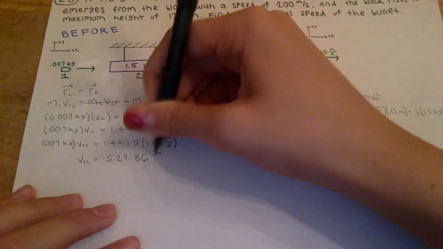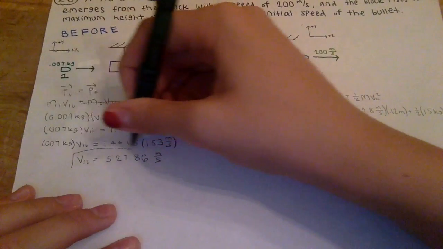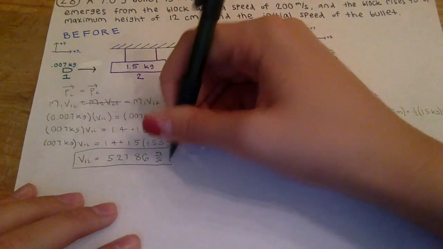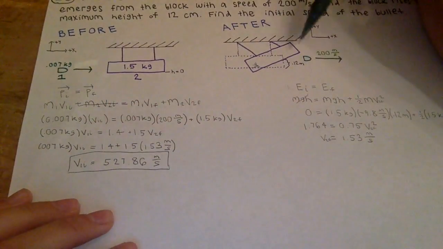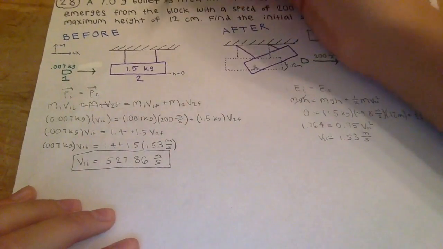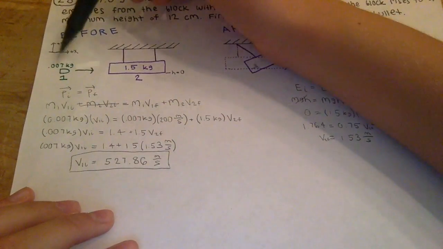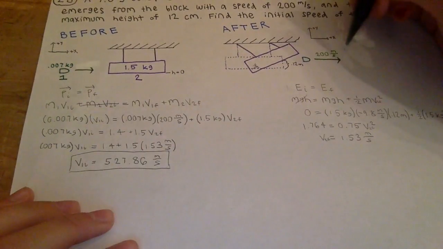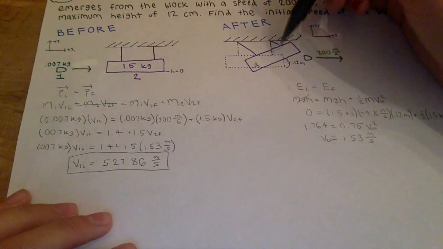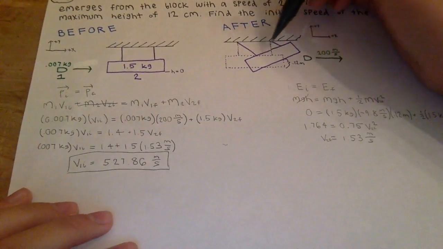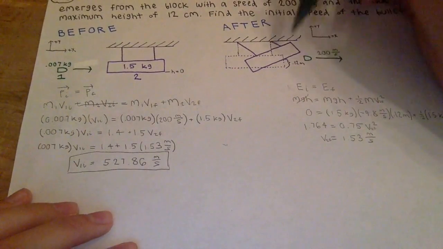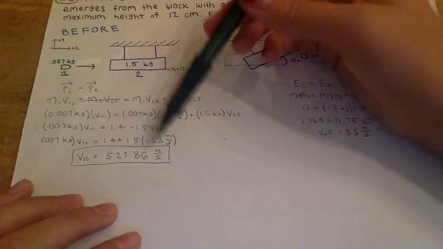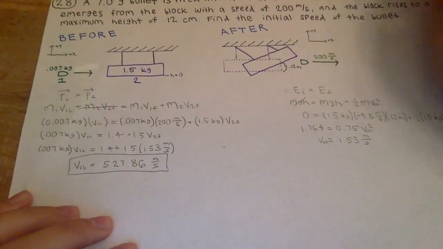527.86 meters per second. That seems like a pretty big number. When I saw this, I thought that's a pretty big number, but if you look back at what was given, that actually makes sense, because the bullet has to be traveling at a higher velocity than what comes out, since it hits the ballistic pendulum and loses some of its velocity and speed. So this answer makes sense. Okay, thank you.